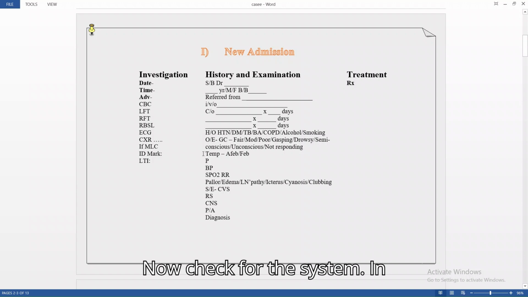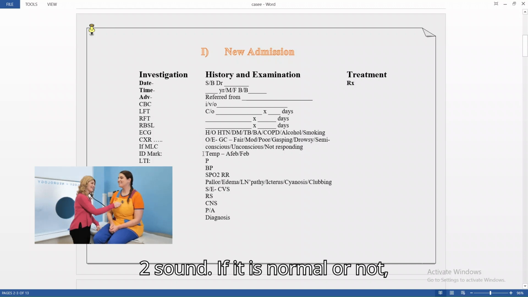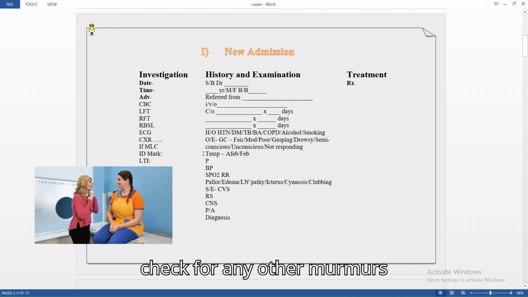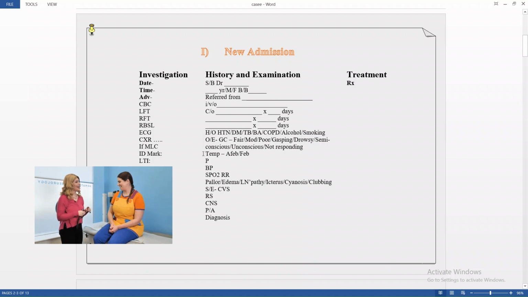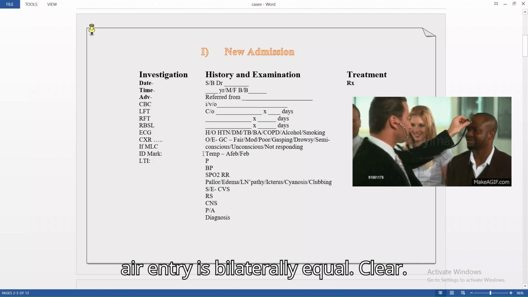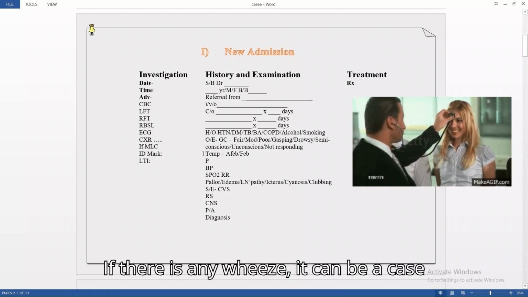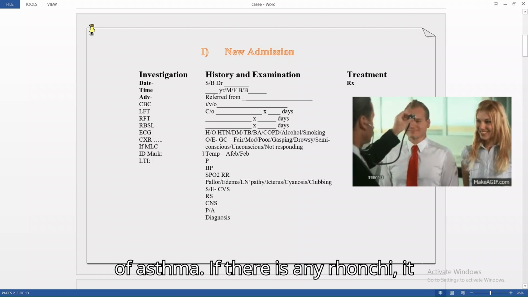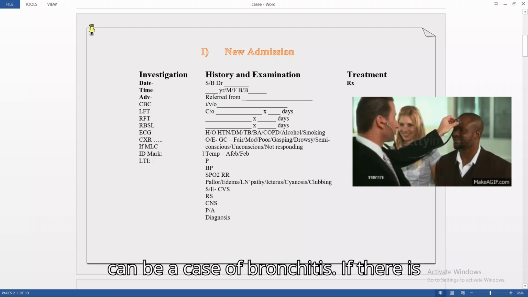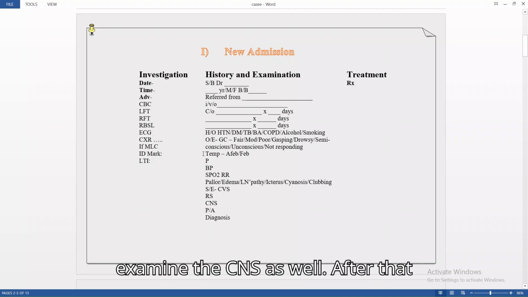Now check for the systems. In cardiovascular system, look for the S1, S2 sound, if it is normal or not. Check for any other murmurs. In respiratory system, check whether the air entry is bilaterally equal, clear. If there is any wheeze, it can be a case of asthma. If there is any rhonchi, it can be a case of bronchitis. If there is any crepitus, pleural rubbing. Examine the CNS as well.